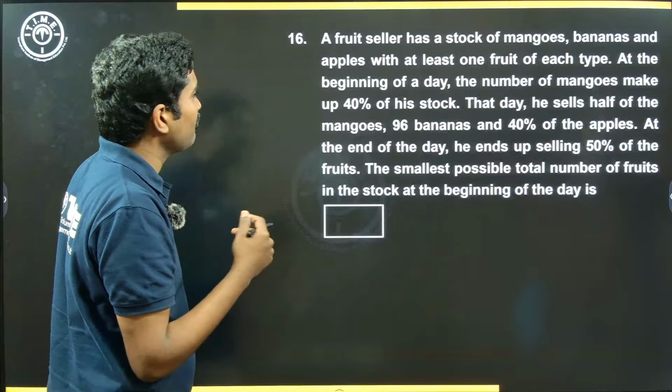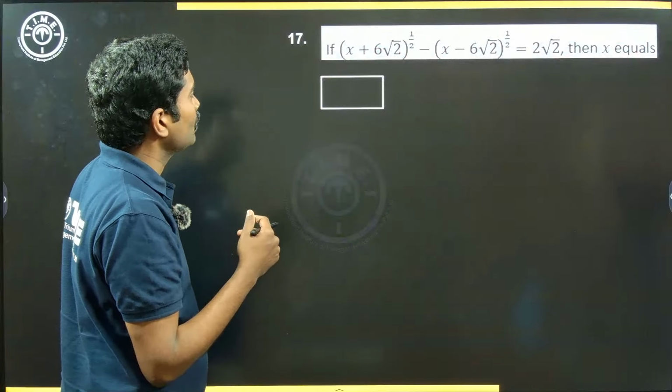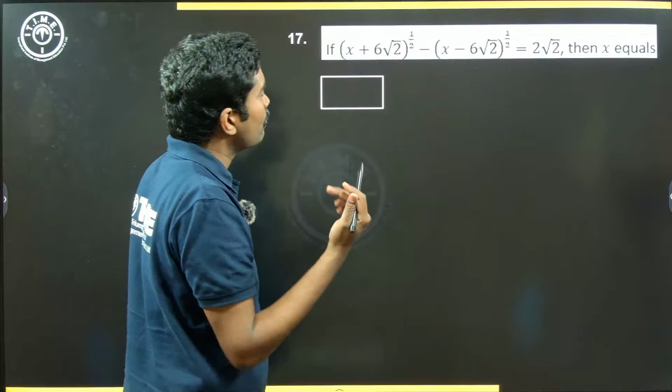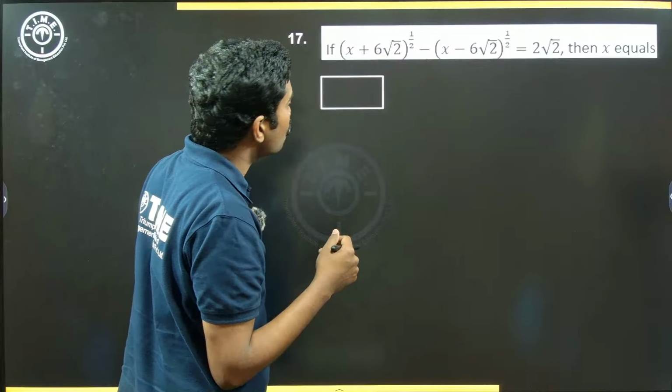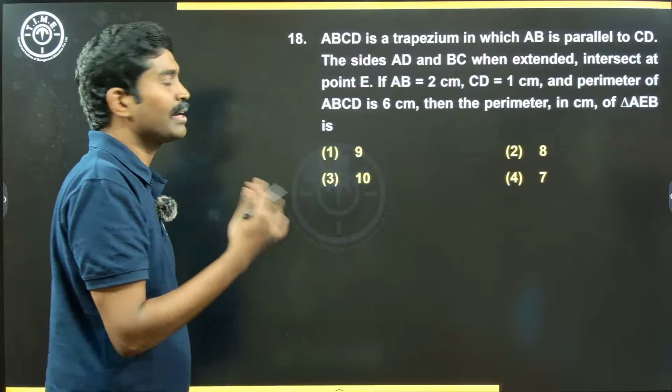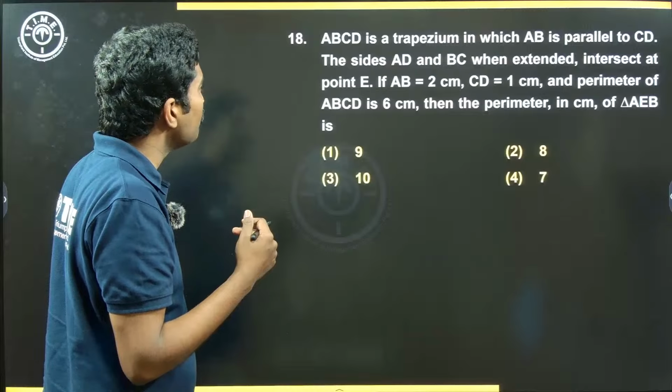Arithmetic, again, a very lengthy question. Not gonna do that. x plus root 6 is a square root of x plus 6 root 2, square root of x minus 6 root 2 is 2 root 2. Again, no idea, no immediate idea is coming. Now I'm really looking for questions I can do very quickly.